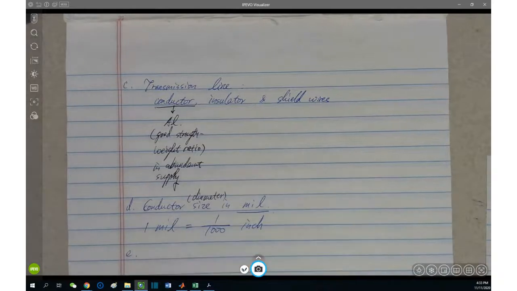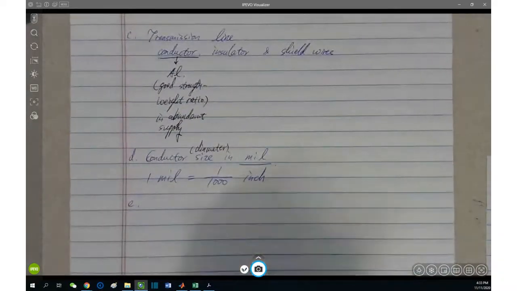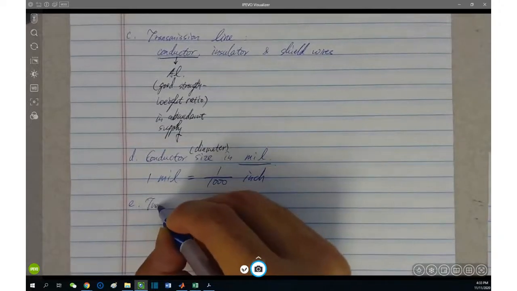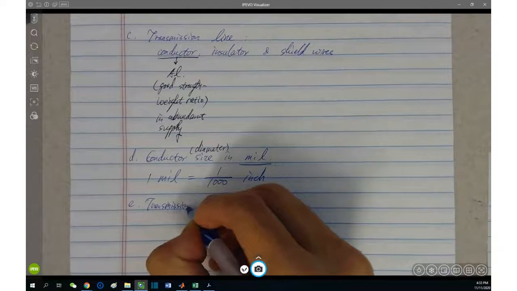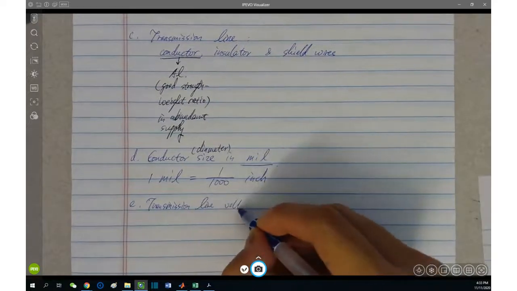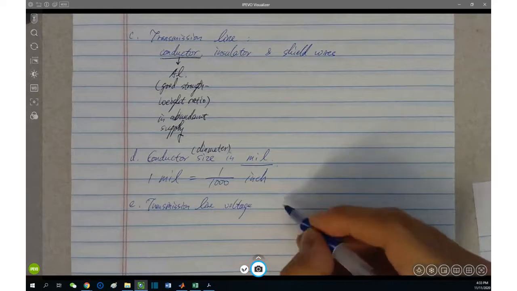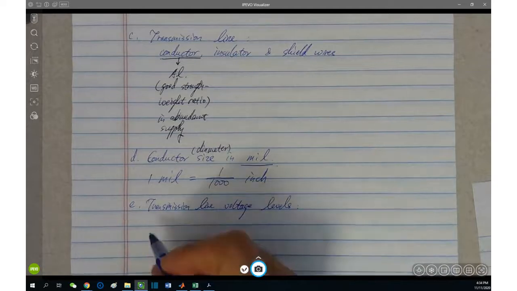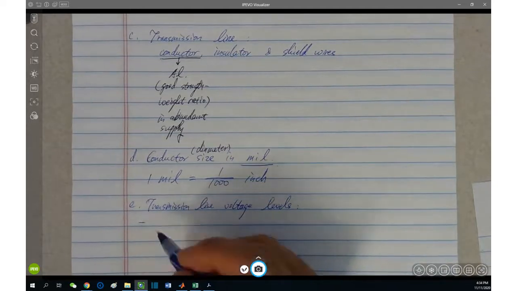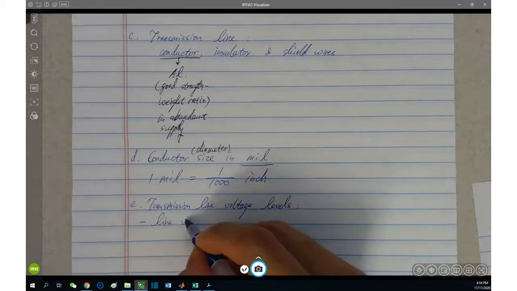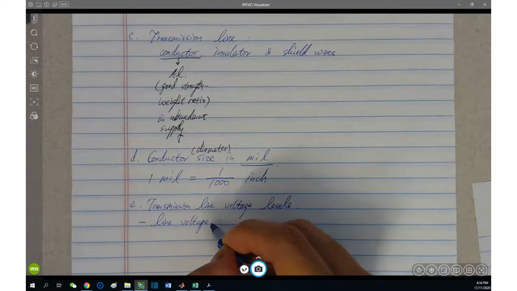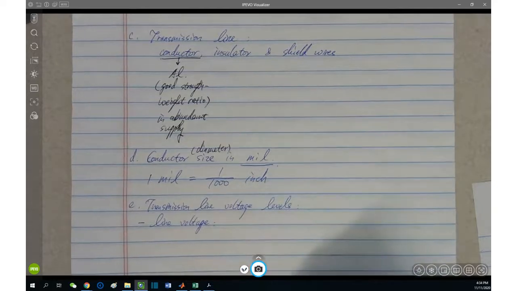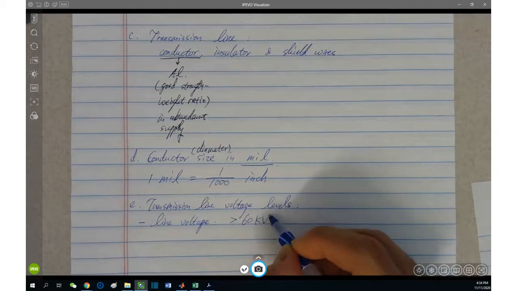Next is a more significant parameter we need to understand. What is the transmission line? Voltage level. First of all, we're generally talking about the line voltage. Line voltage, generally speaking, is greater than 60 kilovolts.